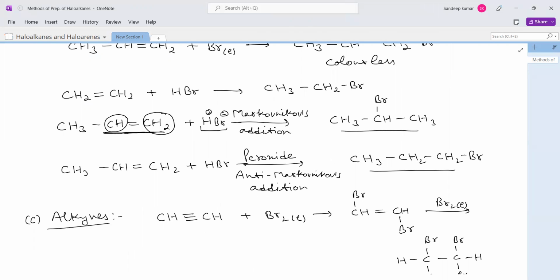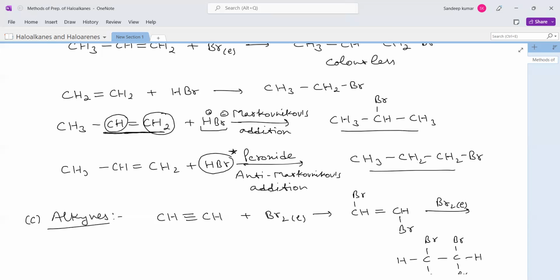Please make a note of a point in the anti-Markovnikov addition: this reaction is only shown by HBr. So let me mark a star over here that this is only shown by HBr, not by HF, not by HCl, not by HI. And they will have different reasons for it.